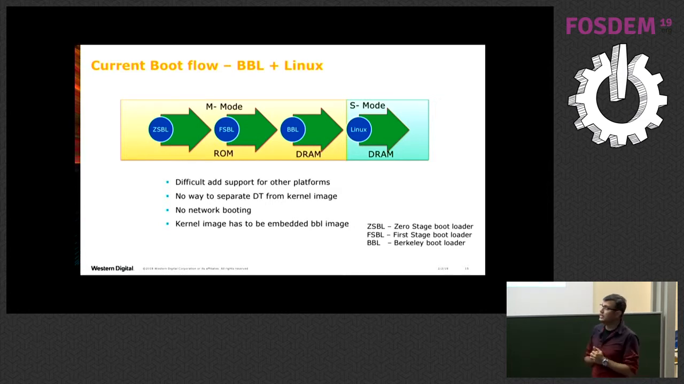So this is the current boot flow. We have ZSBL, then FSBL, which are M mode, ROM-based binaries, and then it loads BBL. BBL basically combines the Linux image, embeds it, and then the DTB. There is no way to separate the DT from the kernel image. There is no way to do network booting. That's where OpenSBI has been implemented to address all these issues.